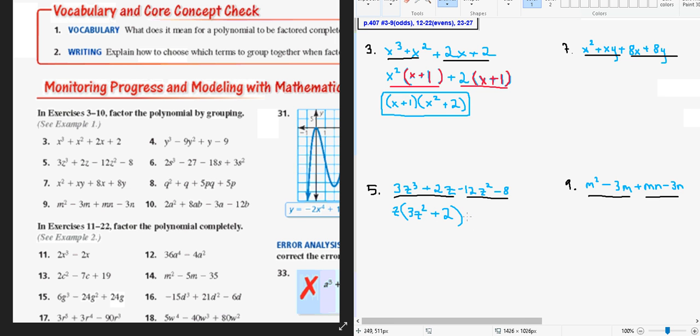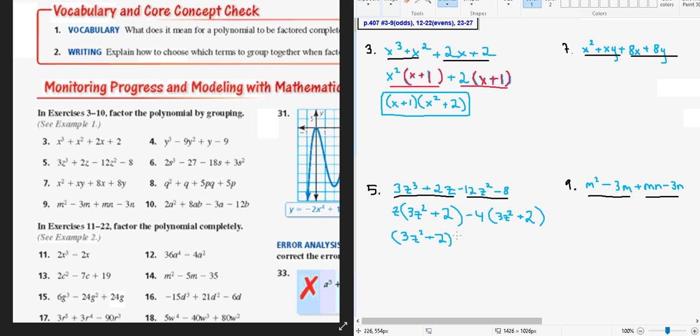On the next two terms, the greatest common factor is a negative 4. The first position in this binomial is going to be a positive 3z squared, because negative 4 times 3z squared gives me that negative 12z squared. And the last term is going to be a plus 2, positive 2, because negative 4 times 2 is negative 8. All right, again, we've got that greatest common factor. 3z squared plus 2 is here, and 3z squared plus 2 is there. We can factor out 3z squared plus 2.